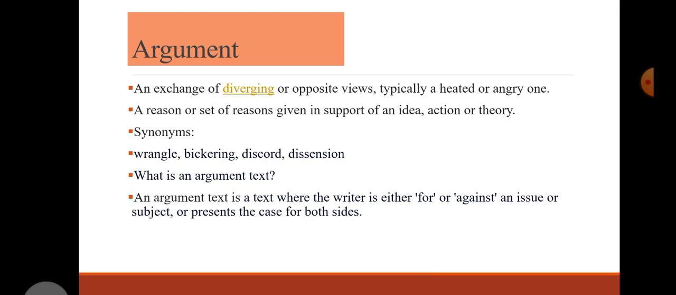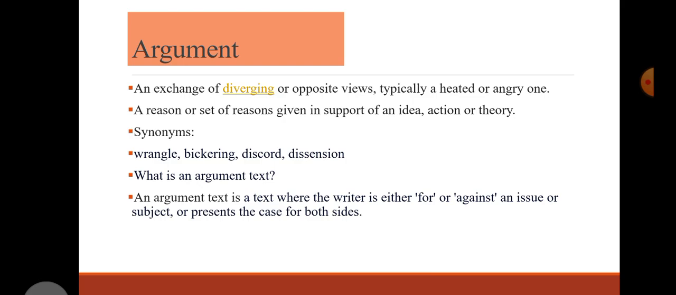Now, the last point is argument. An exchange of diverging or opposite views, typically a heated or angry one, is called an argument. A reason or set of reasons given in support of an idea, action, or theory is called an argument. There are different synonyms for argument in the dictionary, and some are written over here, like wrangle, bickering, discord, and dissension. We may put a question to understand argument: what is an argument text? The answer is that an argument text is a text where the writer is either for or against an issue or subject, or presents the case for both sides.